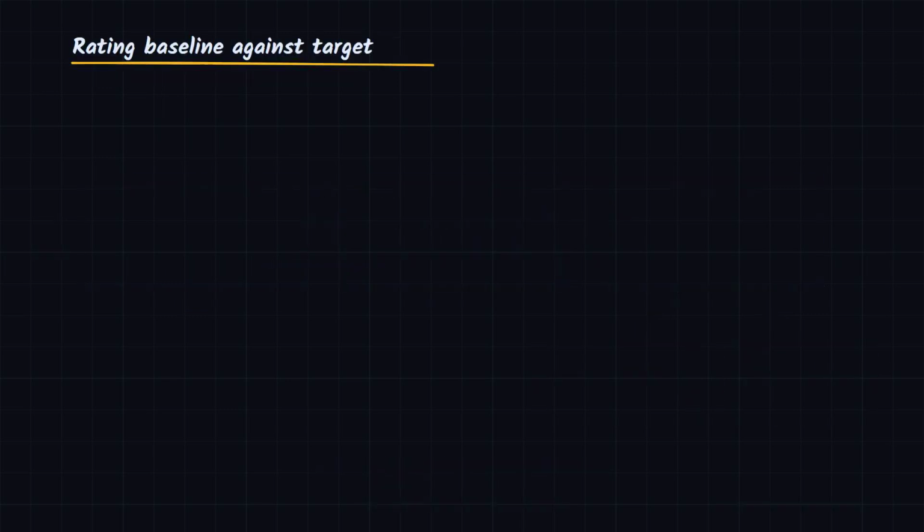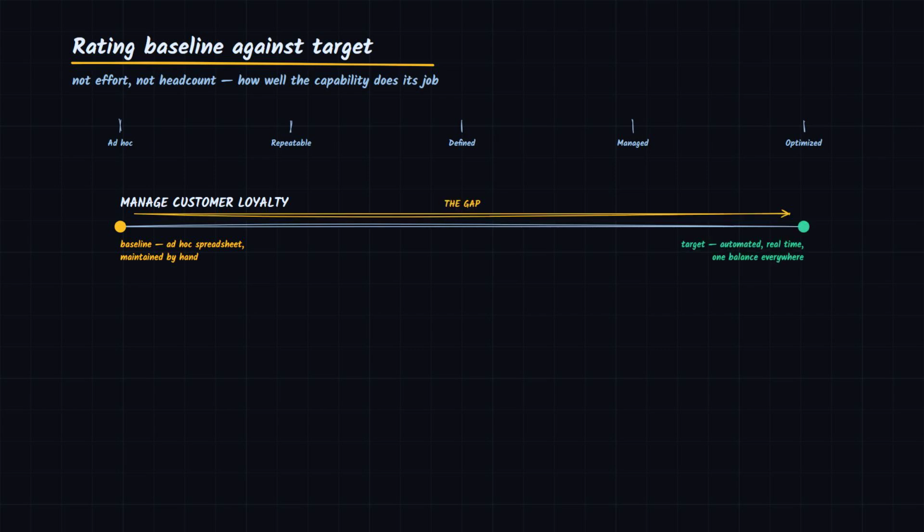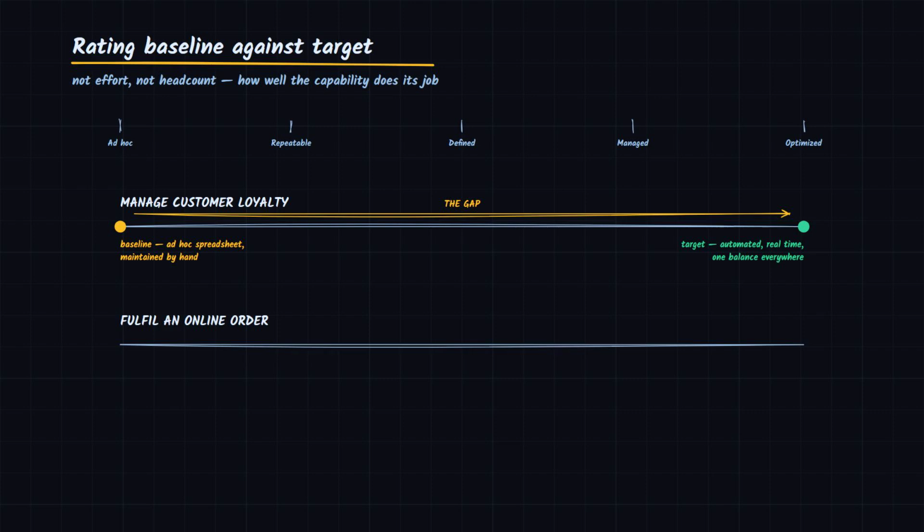Once you've named the capabilities, you rate each one, baseline and target, on a maturity scale. Manage customer loyalty. Baseline, ad hoc, a spreadsheet the marketing team maintains by hand. Target, automated, real-time, 1 loyalty balance, no matter where the customer shops. Fulfill an online order. Baseline, disconnected from inventory. Target, real-time stock visibility across every channel.